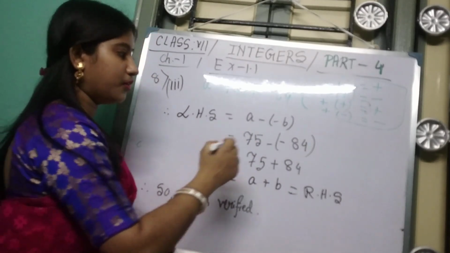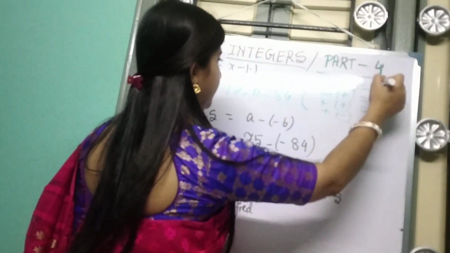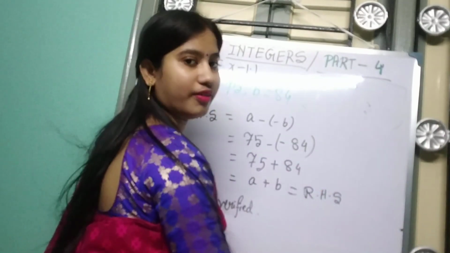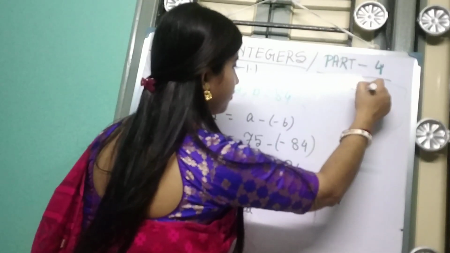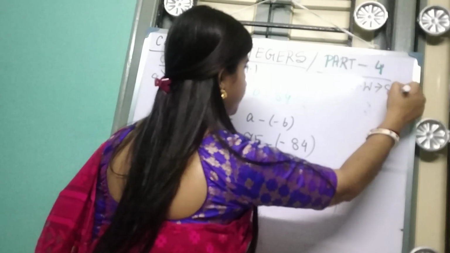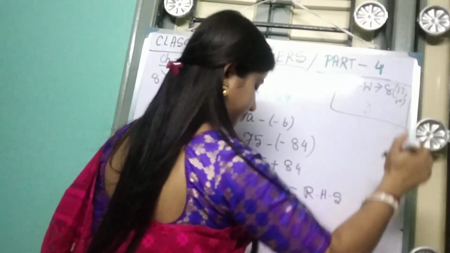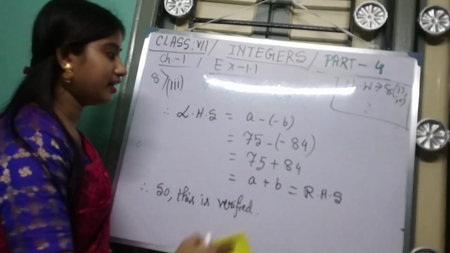Now, in the same process, you should try at your home 8, number 2 and number 4. Homework: 8, number 2, number 4. Next we try number 9.